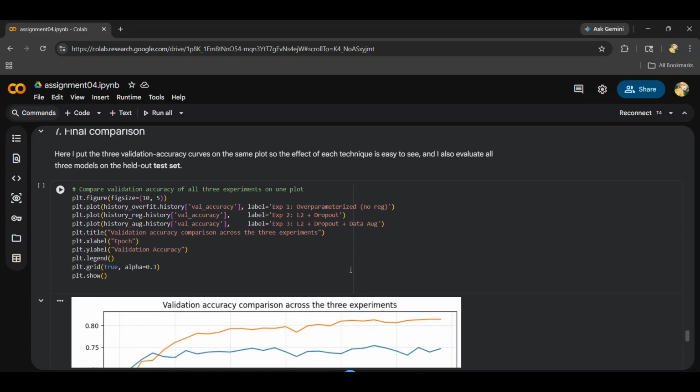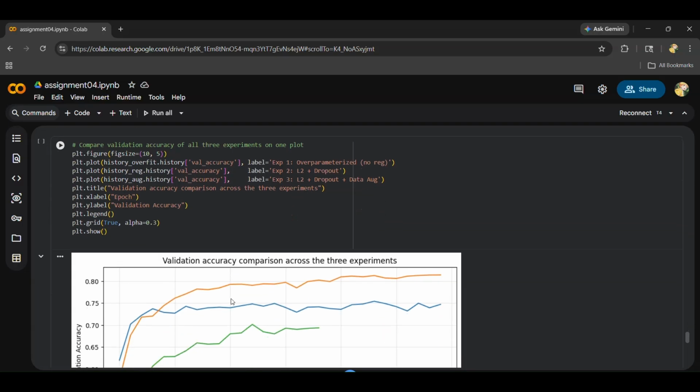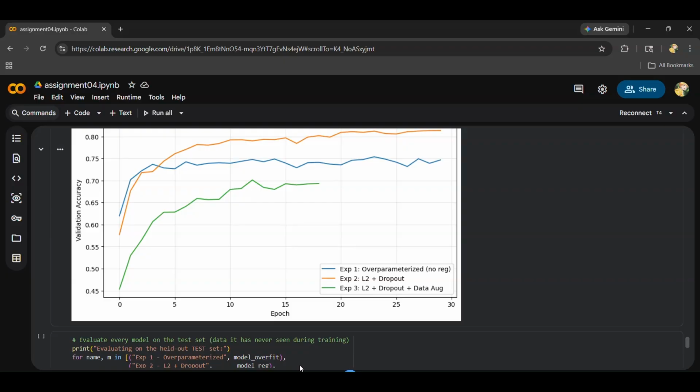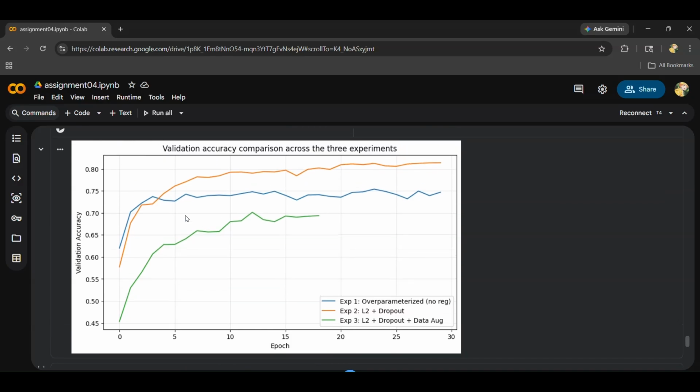For the final comparison, I plotted the validation accuracy of all three experiments on the same graph. Here is the comparison chart. You can clearly see that experiment 1 is the lowest, experiment 2 is better, and experiment 3 with the data augmentation is the best.